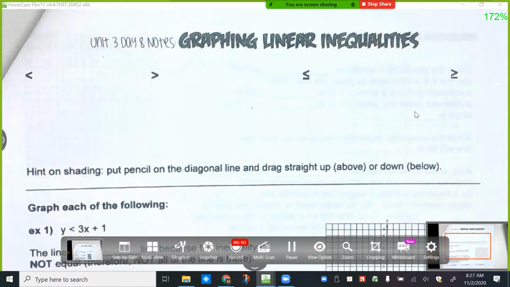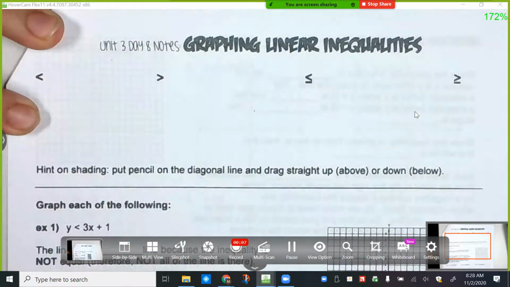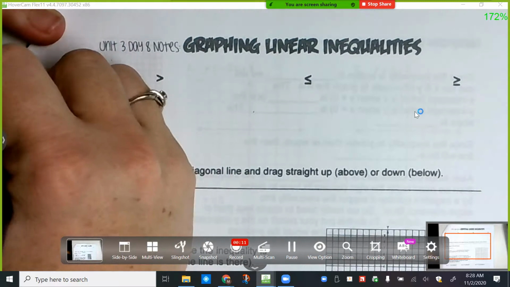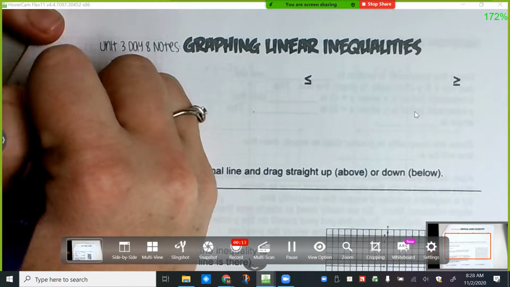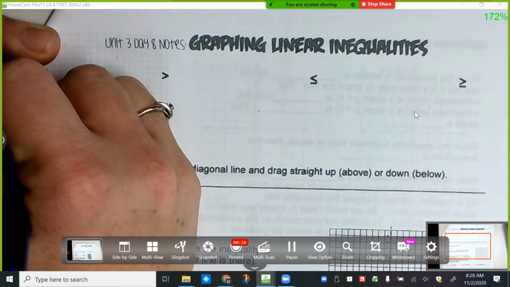Okay, so we're graphing linear inequalities. We're going to talk about our different symbols. This symbol, what symbol is it? The first one. Less than. Okay, does anybody remember what kind of line we would graph an inequality with? Dashed or solid? Dashed. Why? Because it's not equal. You're exactly right. So this would be a dashed line.